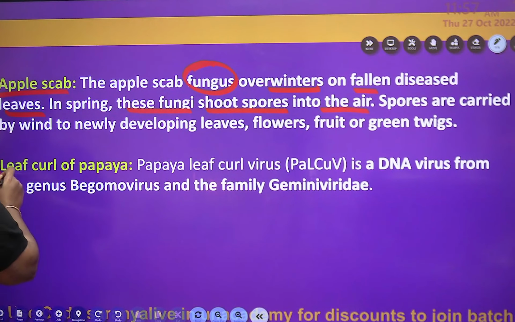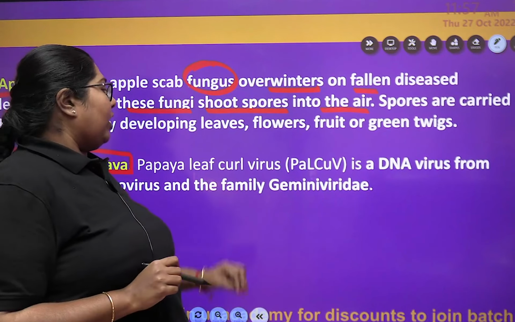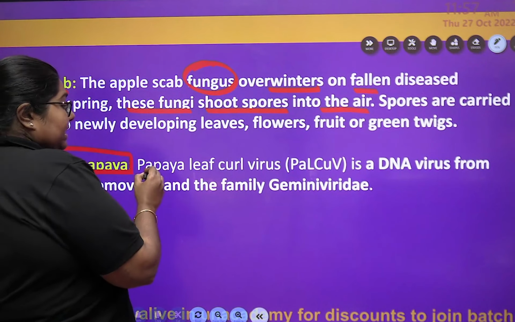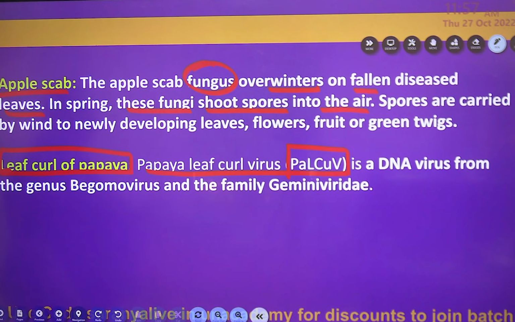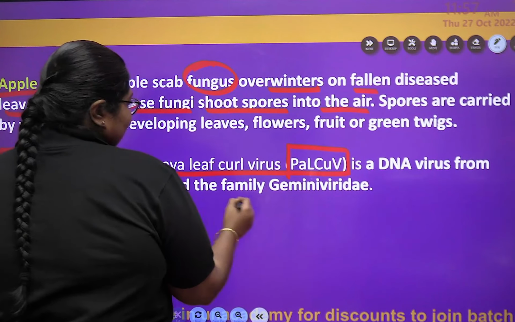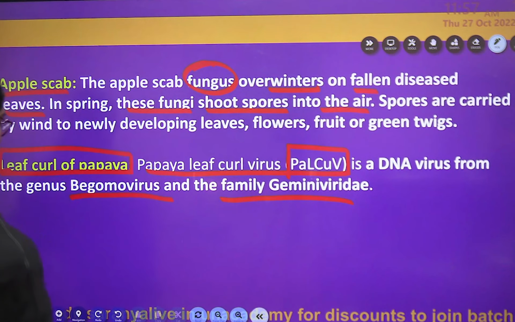The next one is the leaf curl of papaya. What kind of disease is it? It is caused by the papaya leaf curl virus. It is from the family of viruses, begomovirus and Geminiviridae. So it is a viral disease.